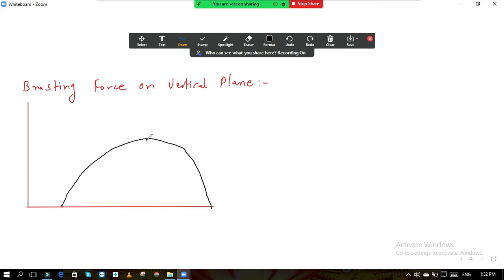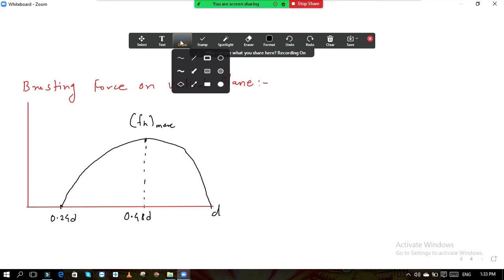Here is your maximum ordinate. This is called FH max. Here the ordinate is at below this point. The ordinate is 0.48d. Here at the start of the parabola it is 0.24d, and at the last point it is d. So accordingly we will write the distances.